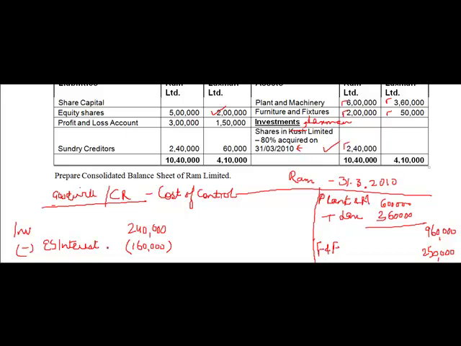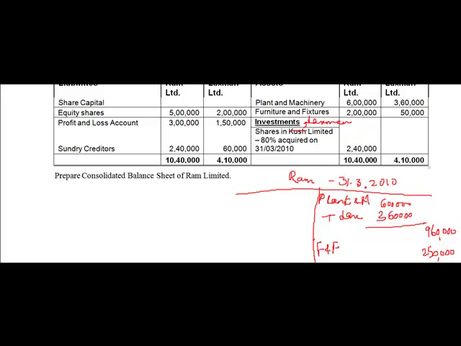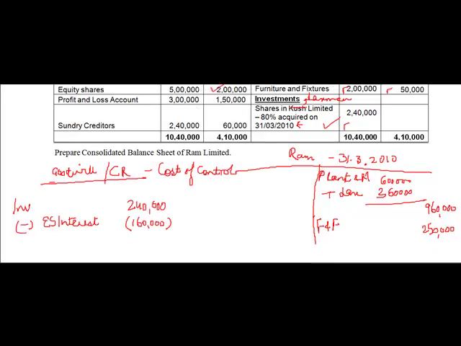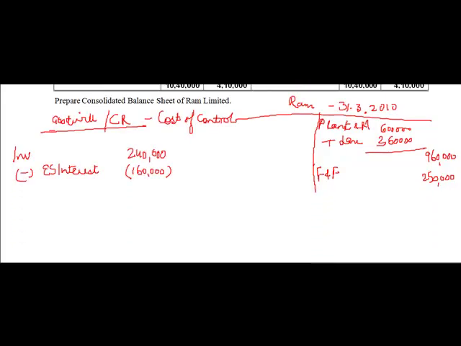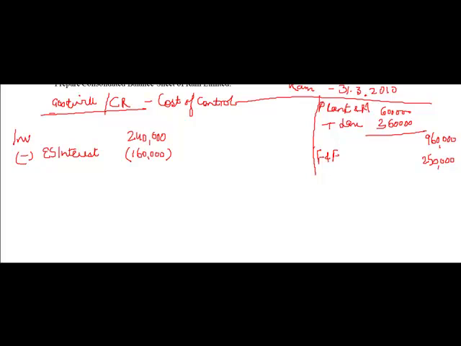What else did I get and how much? So accordingly, out of this 2 lakh, basically 80% is what I own. So who owns the balance 40%? The balance 40% is owned by the outsiders, and that is basically referred to as the minority interest. I also need to compute the minority interest.